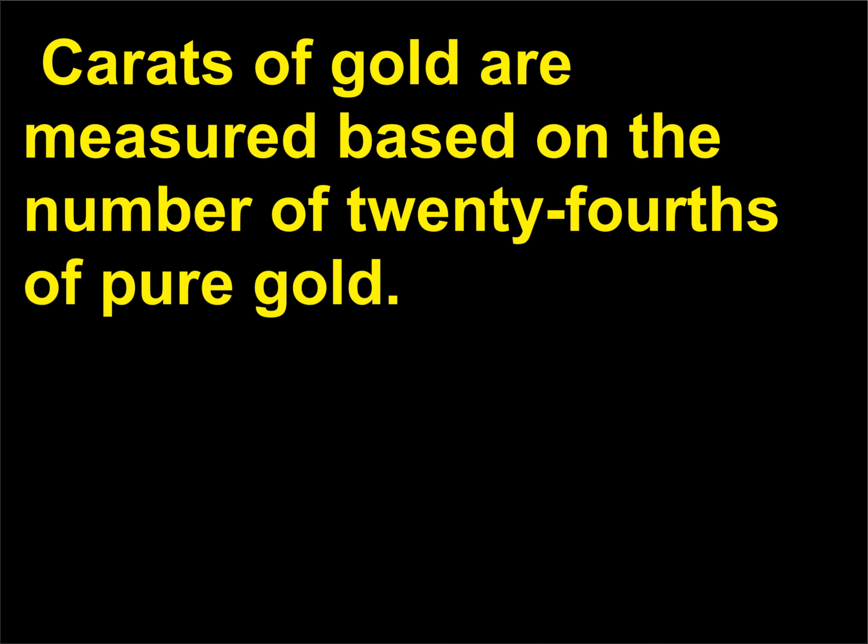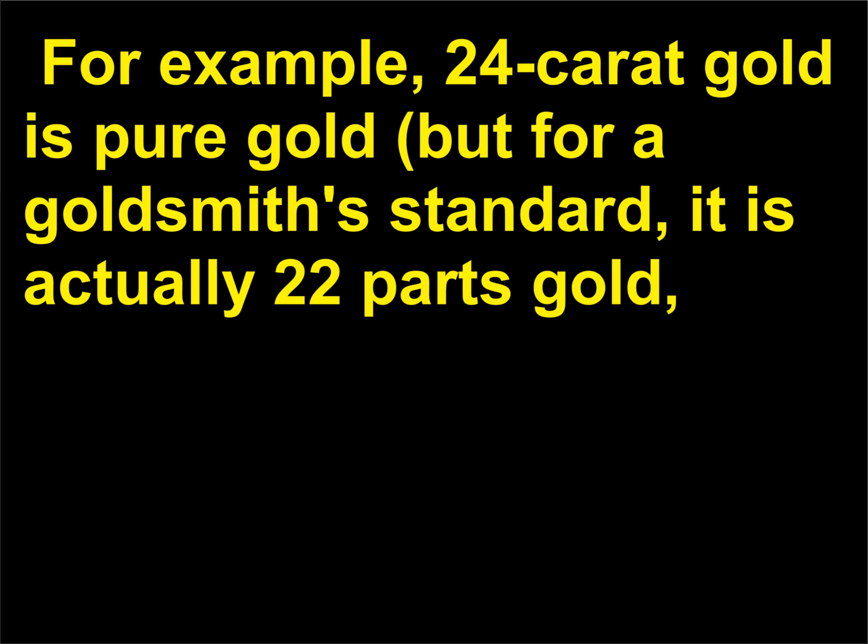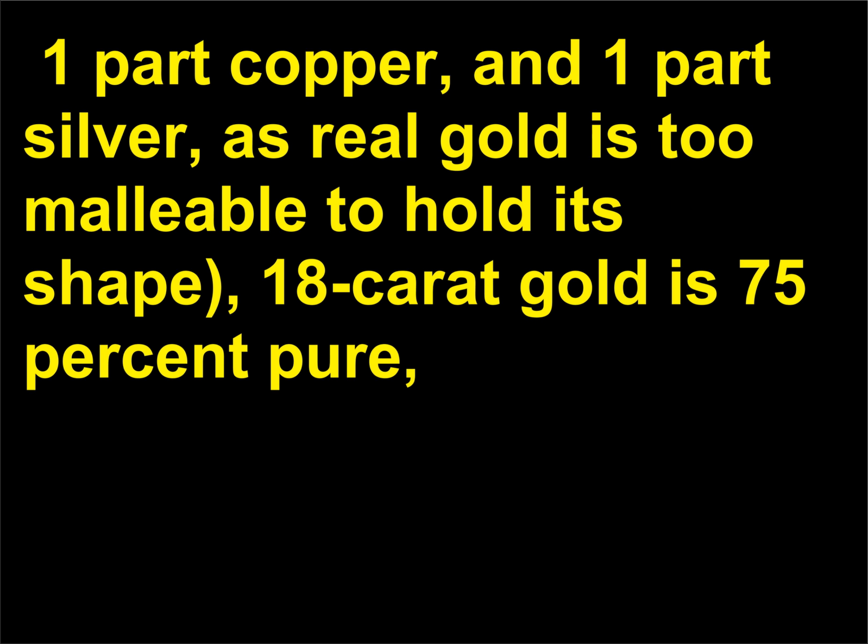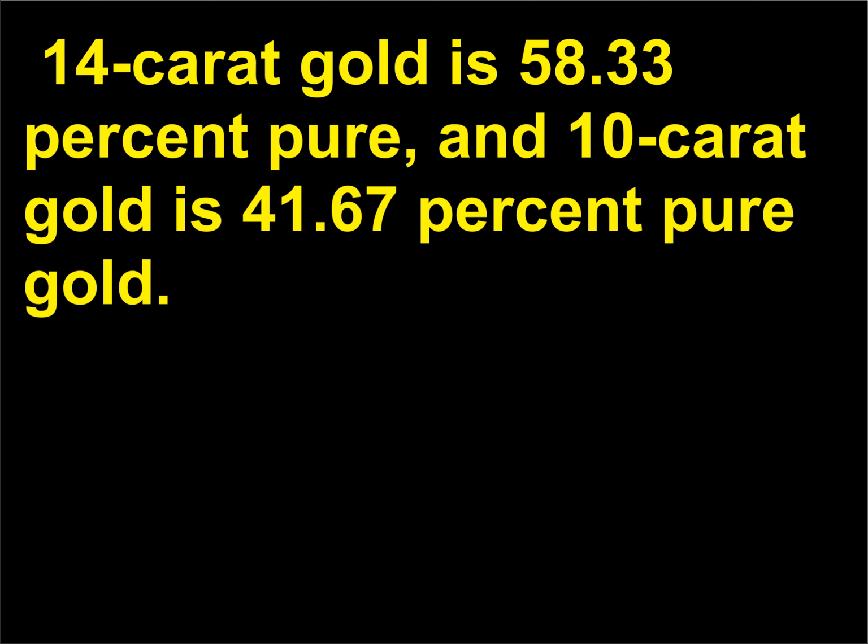Carats of gold are measured based on the number of 24ths of pure gold. For example, 24-carat gold is pure gold, but for a goldsmith standard, it is actually 22 parts gold, 1 part copper, and 1 part silver, as real gold is too malleable to hold its shape. 18-carat gold is 75% pure, 14-carat gold is 58.33% pure, and 10-carat gold is 41.67% pure gold.